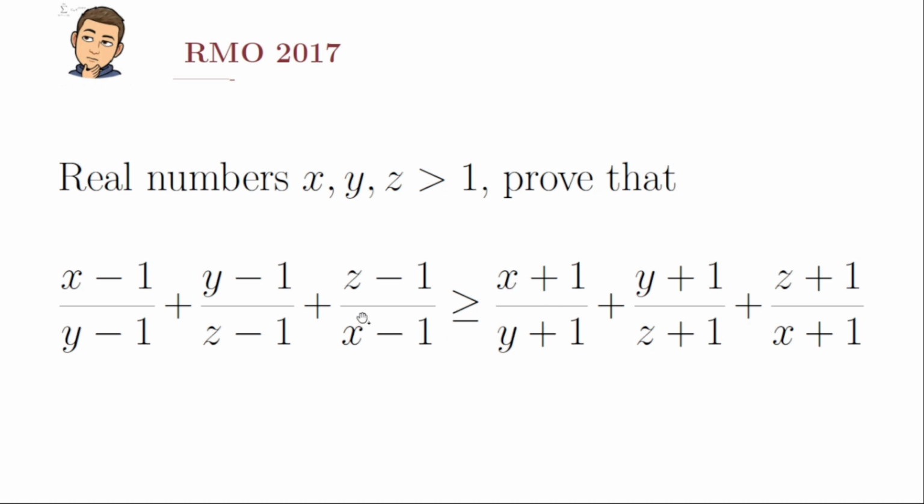So notice that on the left hand side, we subtract by 1 on each of the numerator and denominator, and on the right hand side we add plus 1. So the difference between each numerator and its associated denominator is 2. The difference is 2, right?